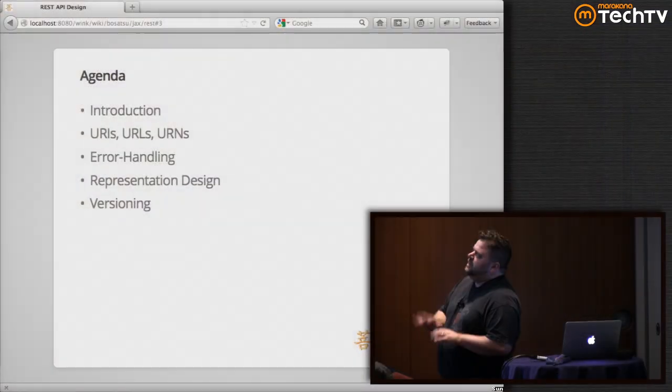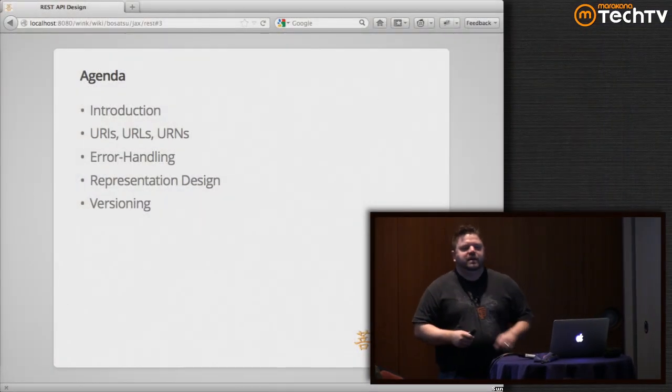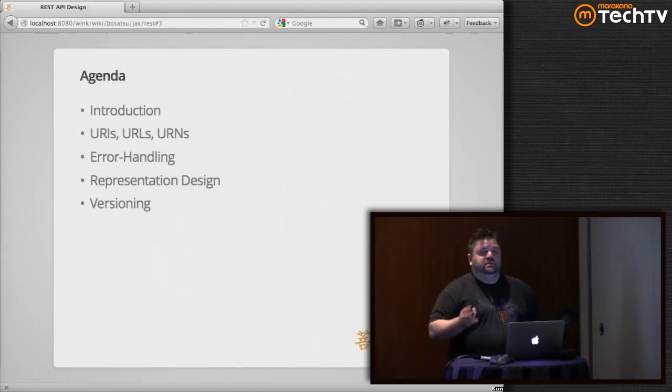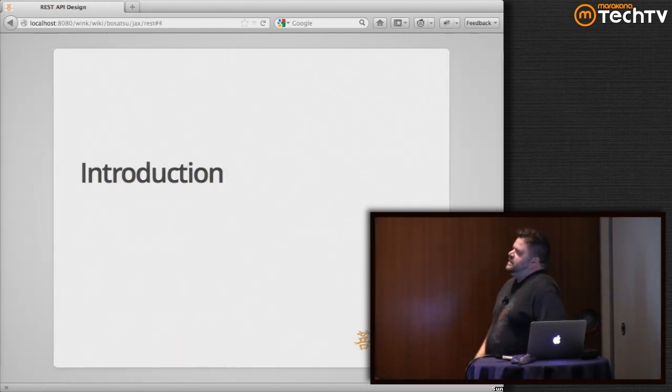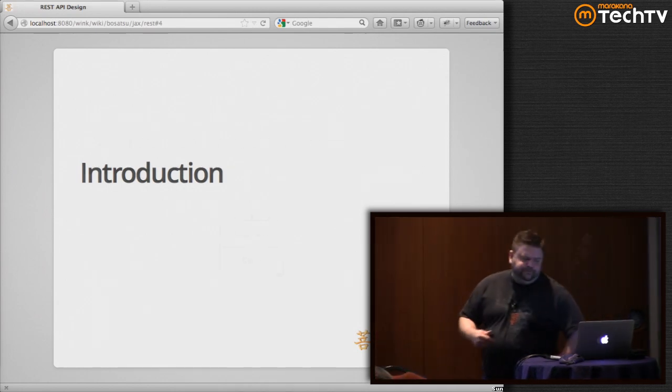I'm going to motivate the discussion a little bit, because a lot of people bring some preconceived notions about REST and REST design to the table, and I want to lay out where I am and my understanding of what the consensus is amongst the REST community. And then we'll spend some time talking about URIs and the names that we give things. A very, very short introduction on error handling, mostly because it's easy to do something really stupid, and I want to make sure you don't. And then we'll go through some ideas about representation design and versioning.